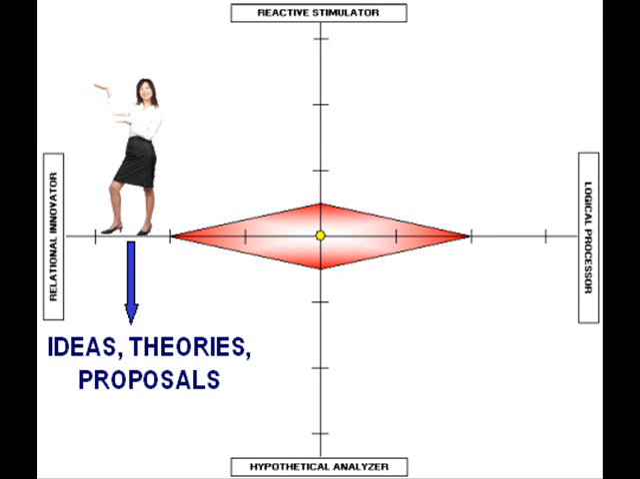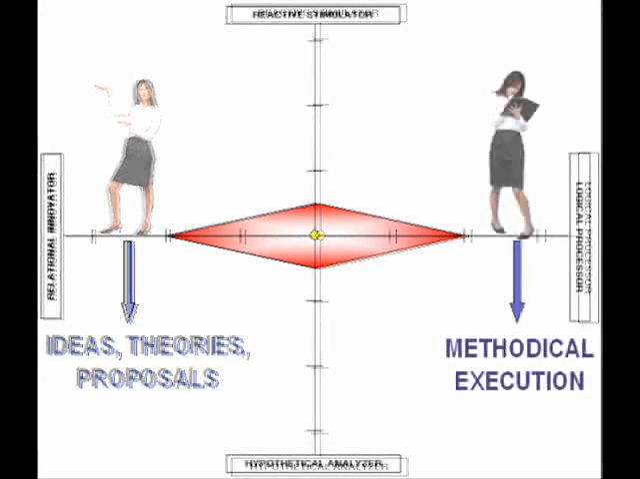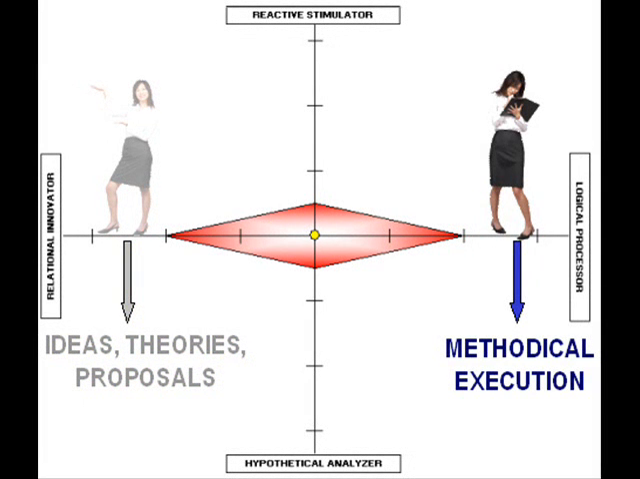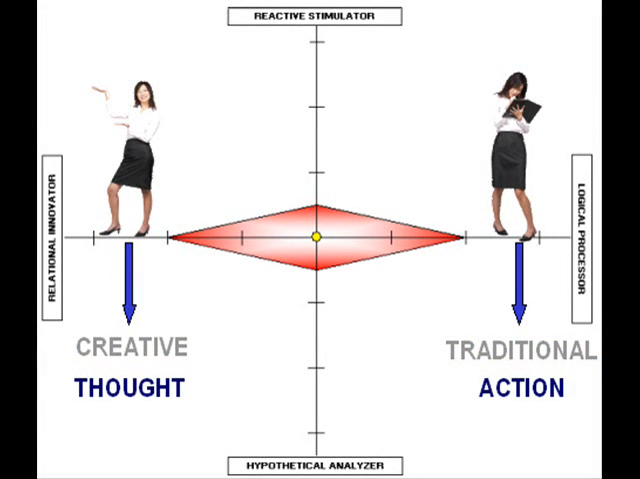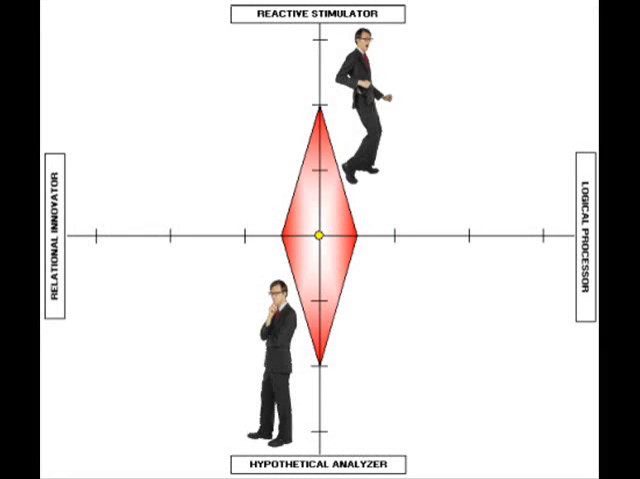This person bounces between new ideas, Iopt's relational innovator, or RI style, and the methodical execution of standard techniques, Iopt's logical processor, or LP style. In one case, they are creative. In the next, they are traditional. In one situation, they are action-oriented. In the next, they are just offering ideas and thoughts.